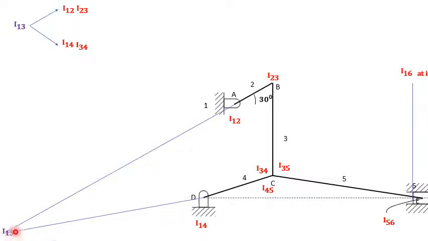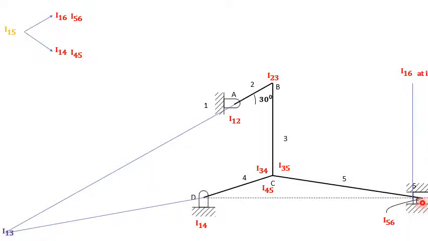Okay, so this is the instantaneous center I13. The next instantaneous center is I15. In order to locate I15, we need the previous instantaneous centers I16 and I56, and another pair, I14 and I45. From the diagram, this is I16, and this is the point I56.